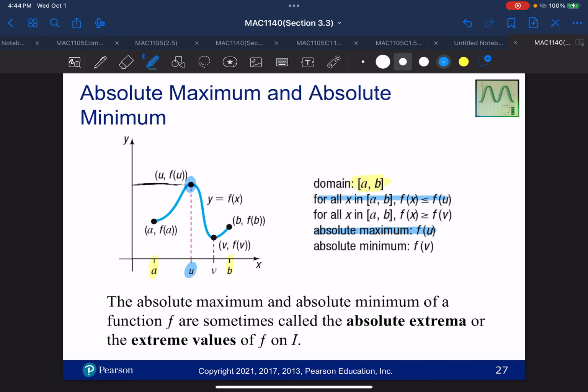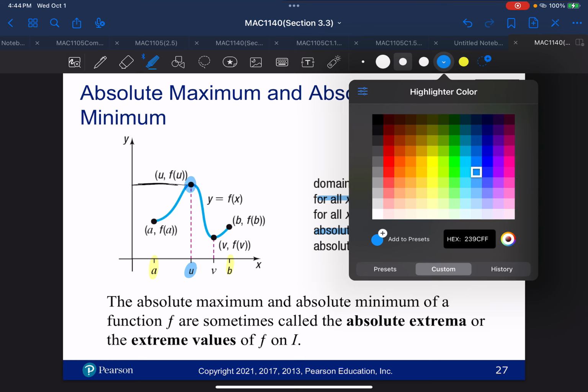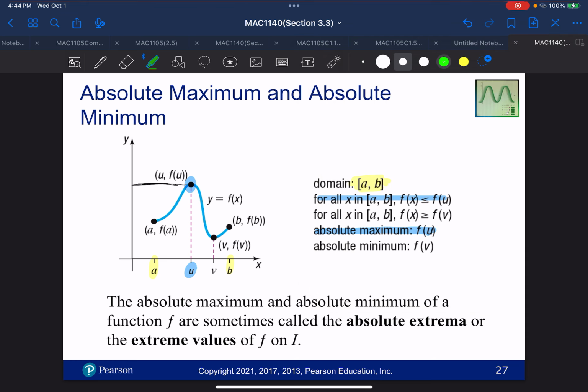And then f of v, which is right here, is the smallest output, or the smallest y value of our function, and it's smaller than all the other outputs in this entire function. So therefore, that is an absolute minimum. So these values are also sometimes called absolute extrema, or extreme values of f on I.